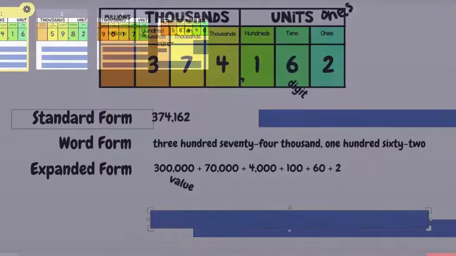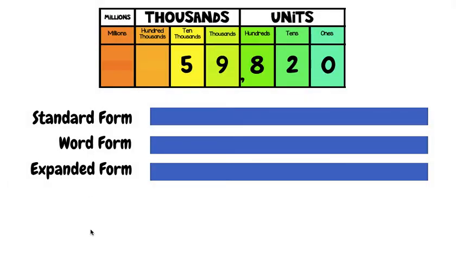Okay, so let's do some practicing. I would like for you, on your board, to pause this video and tell me what the standard form is from this number, 59,820. Write down that standard form on your board. Go.